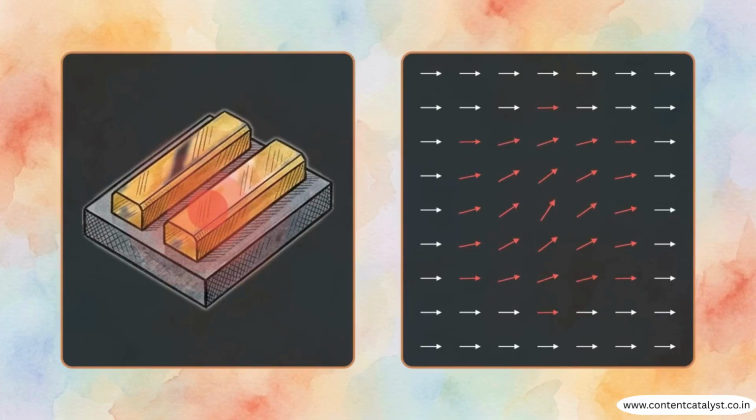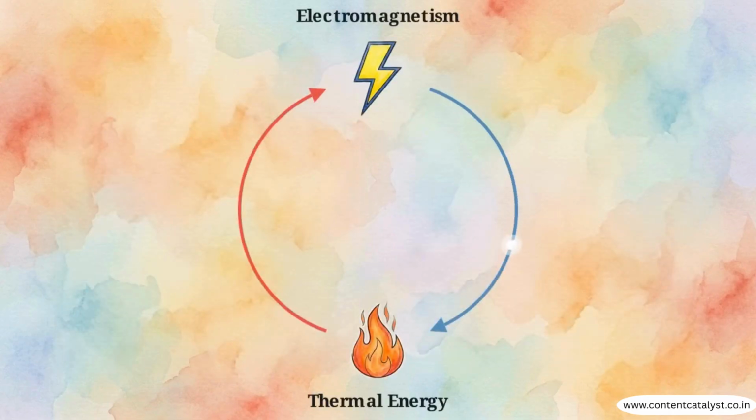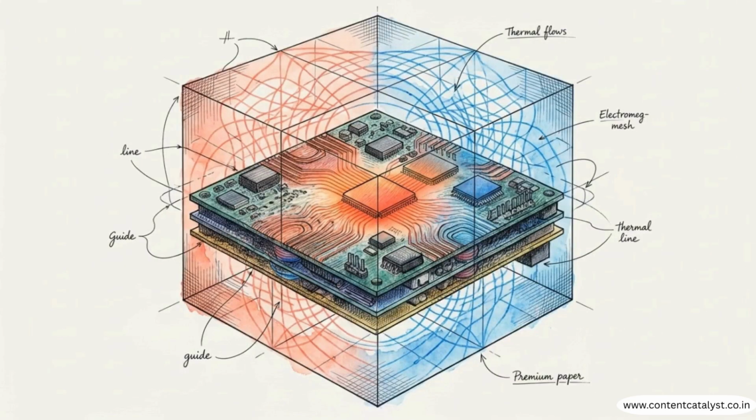Engineers must solve a continuous feedback loop. Electromagnetic activity generates heat, and that heat subsequently alters the hardware's electromagnetic activity. Total system reliability is impossible to guarantee without computing thermal and electromagnetic forces as a single, unified physical system.